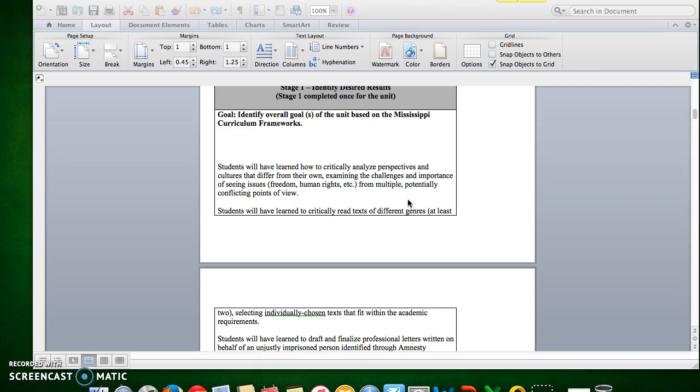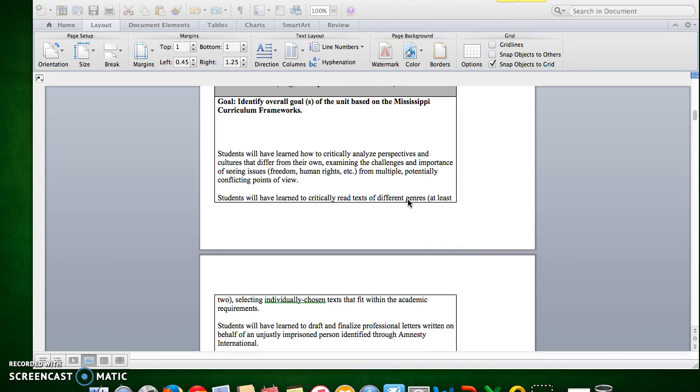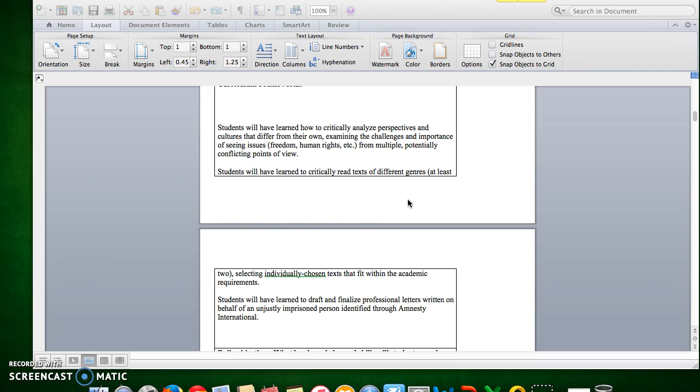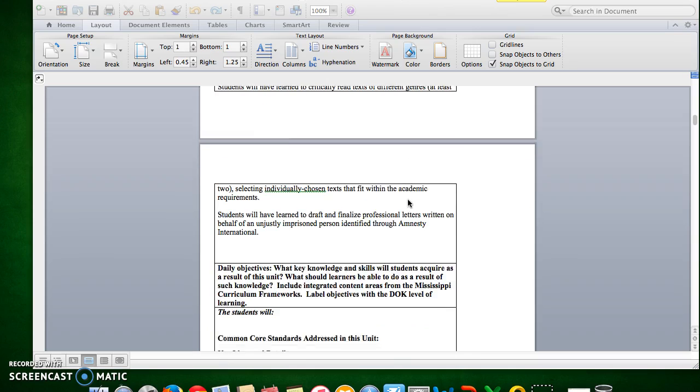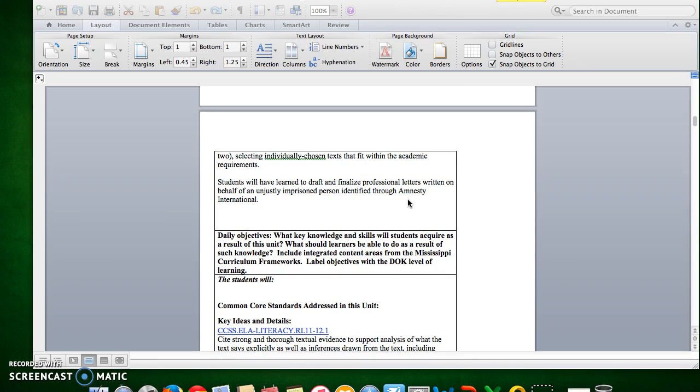So the overall goals of the unit are that students will have learned how to critically analyze perspectives and cultures that differ from their own, examining the challenges and importance of seeing issues such as freedom and human rights, etc., from multiple, potentially conflicting points of view. Students will have learned to critically read texts of different genres, at least 2, selecting individually chosen texts that fit within the academic requirements. And the last goal is that students will have learned to draft and finalize professional letters written on behalf of an unjustly imprisoned person identified through Amnesty International.